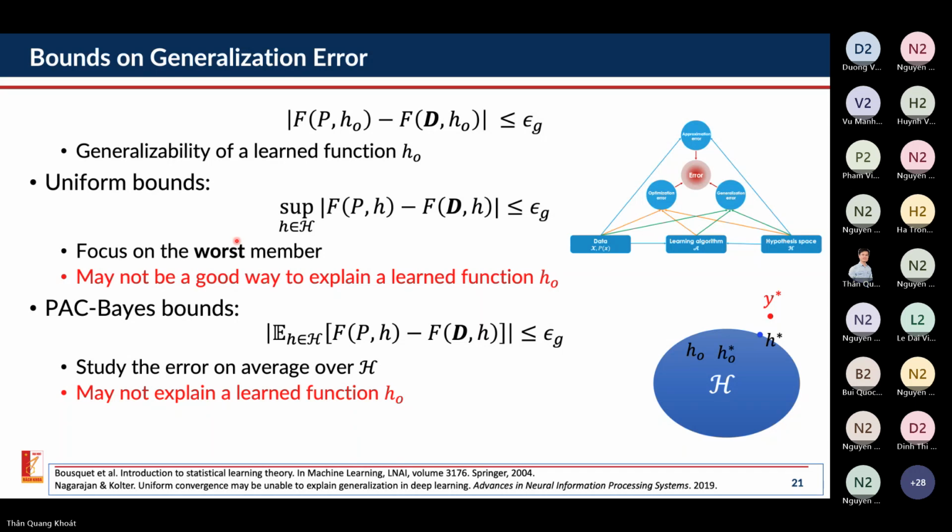Okay. Another way that has been studied very actively recently is PAC-Bayes bounds. Instead of studying the worst member, we study the average error over the whole space. The space here is over all the models in the family. That is, we want to study this expectation, right? The quality of one model on average, what is that? And we want to estimate that, right?